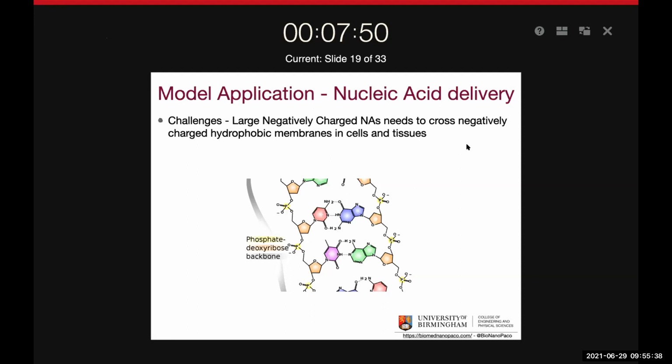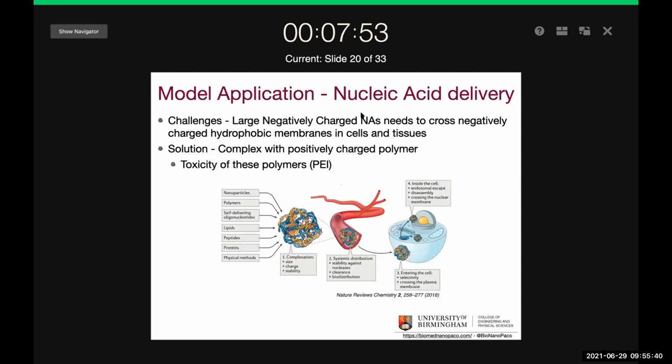And what nature does, and we do, is we tend to complex these negatively charged materials with positively charged materials to give what can be called a polyplex, a lipoplex, etc. And that is then able to cross membranes. There's a range of materials you can use. Lipids are quite timely because they are the core of some of the messenger RNA vaccines that we're using at the moment. But you can also use nanoparticles, polymers. And being a polymer chemist, we focus on developing new polymers.